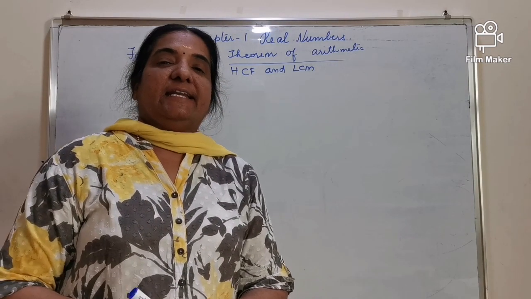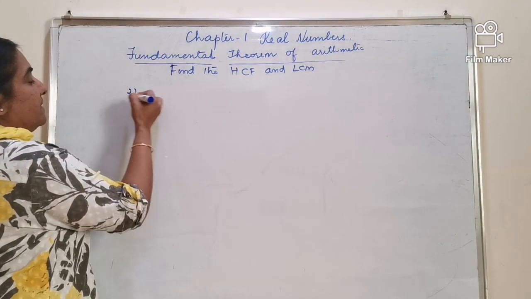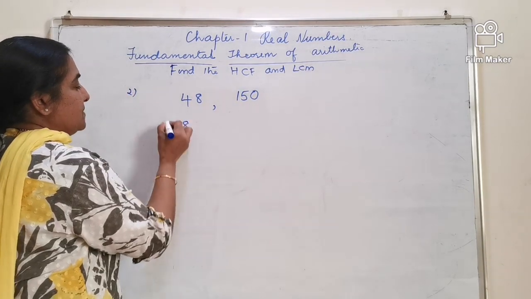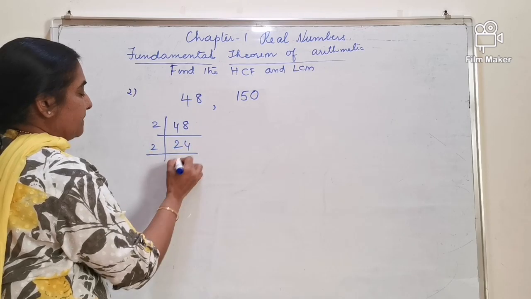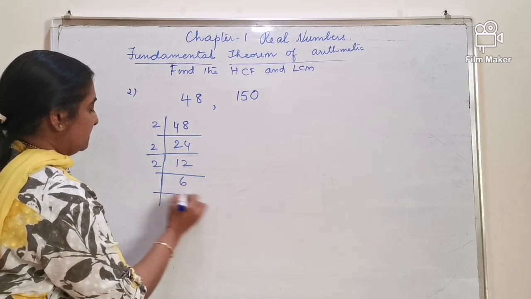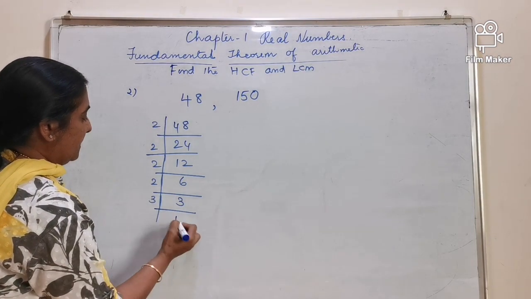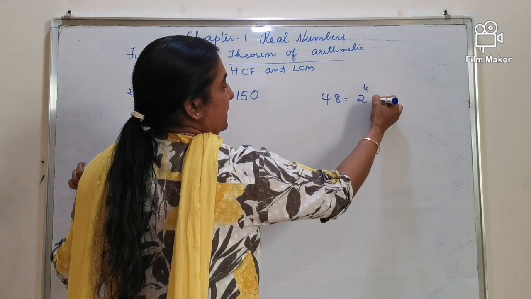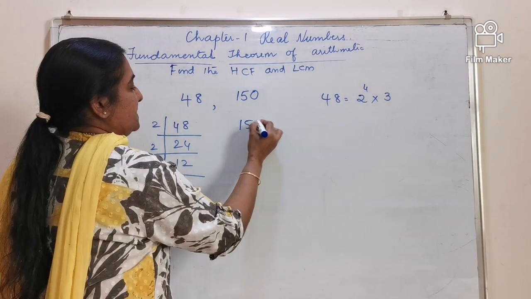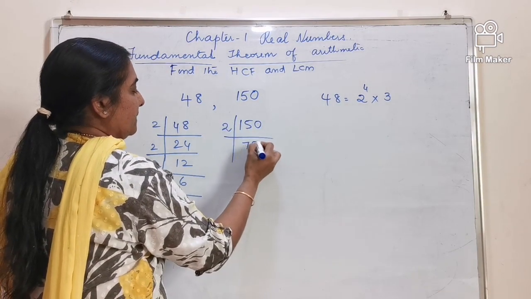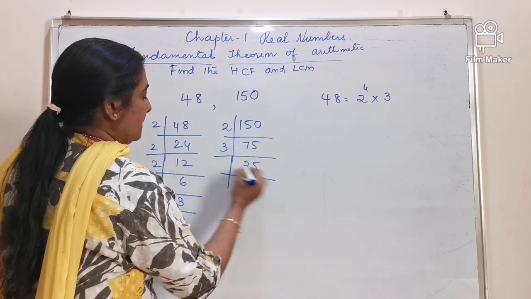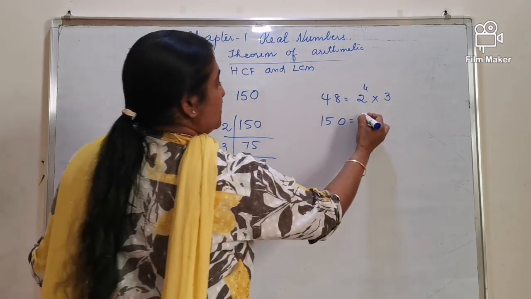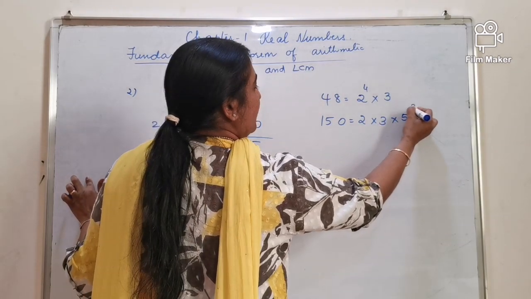Let me take a second example of 48 and 150. The prime factors of 48: 48 is equal to 2 to the power of 4 into 3. The prime factors of 150: 150 is 2 into 3 into 5 square.